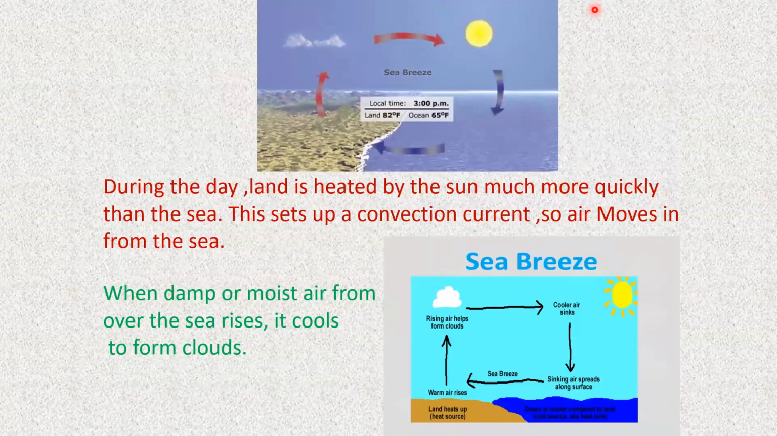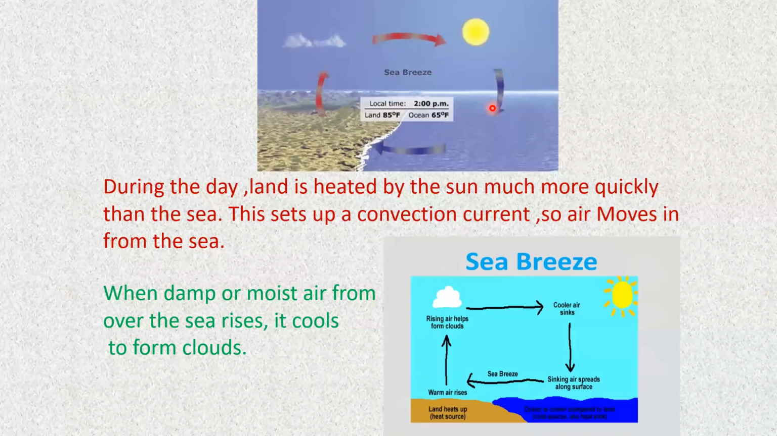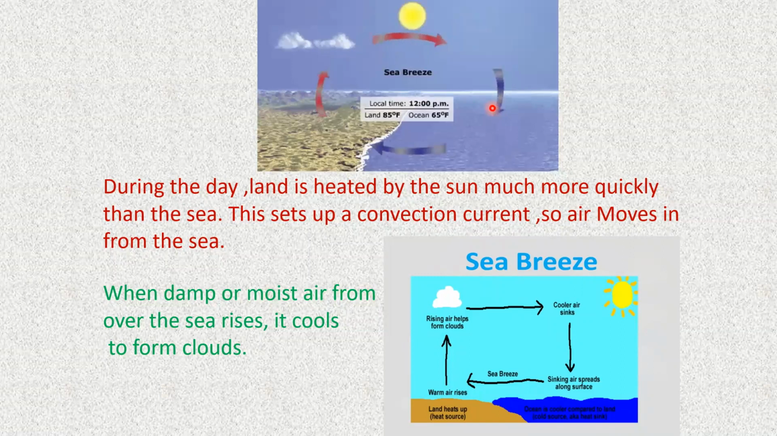Okay, so this is about how the breeze comes from the sea and how the breeze comes from the land. During the daytime, land is heated much more than the water. Land is heated by the sun much more quickly than the sea, and this sets up a convection current. So air moves in from the sea, because the land air is heated more and rises up, and the sea breeze comes.